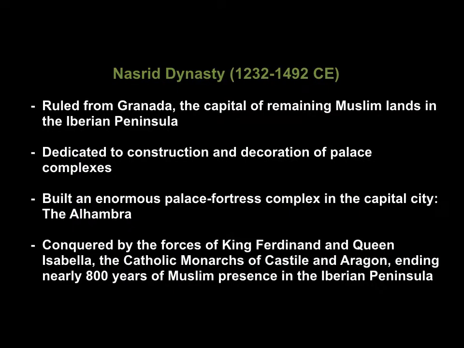Back in the Iberian Peninsula, the Nasrid dynasty ruled from the early 13th century through the end of the 15th century, when the last Nasrid ruler was expelled from their capital of Granada on January 2nd, 1492, by the Catholic monarchs King Ferdinand and Queen Isabella of Castile and Aragon.